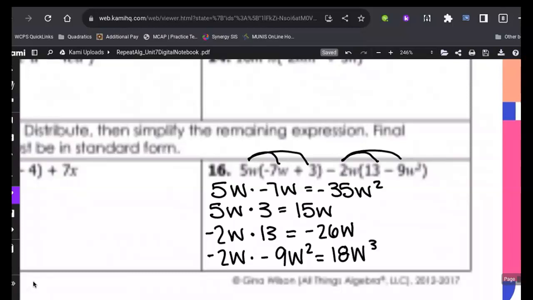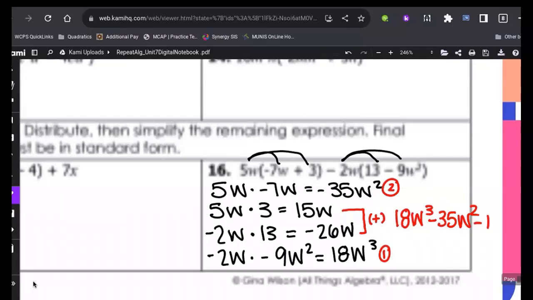Good. So now I just have to write them in order. So this one is actually going to come first because it has the highest exponent. And then this one's going to come second because it's the next highest exponent. And then these two, we're actually going to add them together. So we're going to do 15 plus negative 26, which is going to give me negative 11. So that's going to turn into negative 11w. So those were my like terms that I had to combine together.